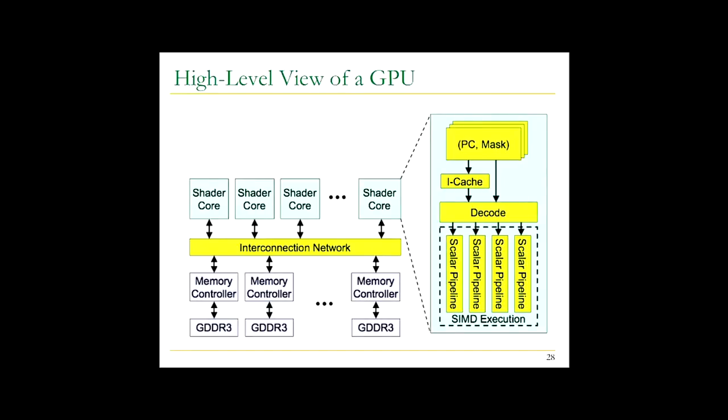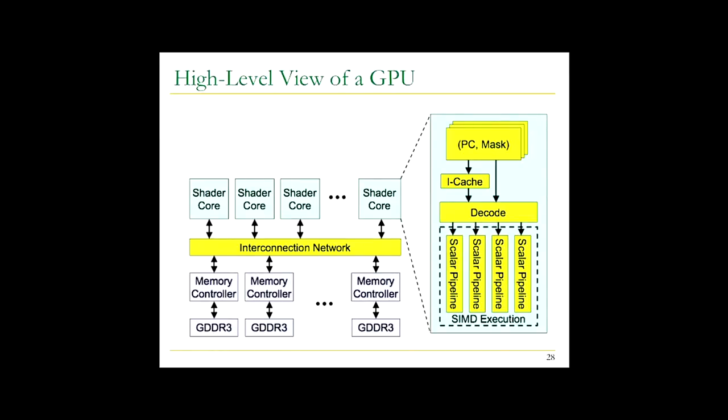Basically, you have a program counter and mask. Remember the mask? We'll see that later on. This is basically a warp, and you have many warps. Every cycle, you send one of the warps to fetch from the iCache. That warp gets decoded and executes on the scalar pipeline, but on different data elements. So we will see that this looks like vector lanes. Once the warp is done, it goes back to this queue so that you can fetch the next instruction from that warp.